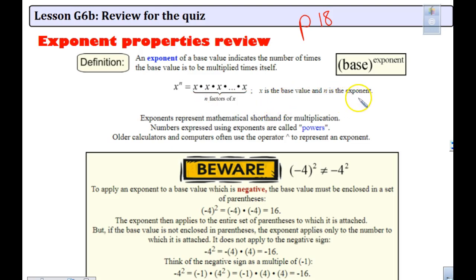So the x value is the base and the n represents our exponent. Exponents can be represented as mathematical shorthand for our multiplication. Numbers expressed in exponents are called powers. Older calculators often have that caret key to represent that, or you might see the y to the x, or sometimes an x to the y key on your calculator. So make sure you know how to use those when we take the quiz.